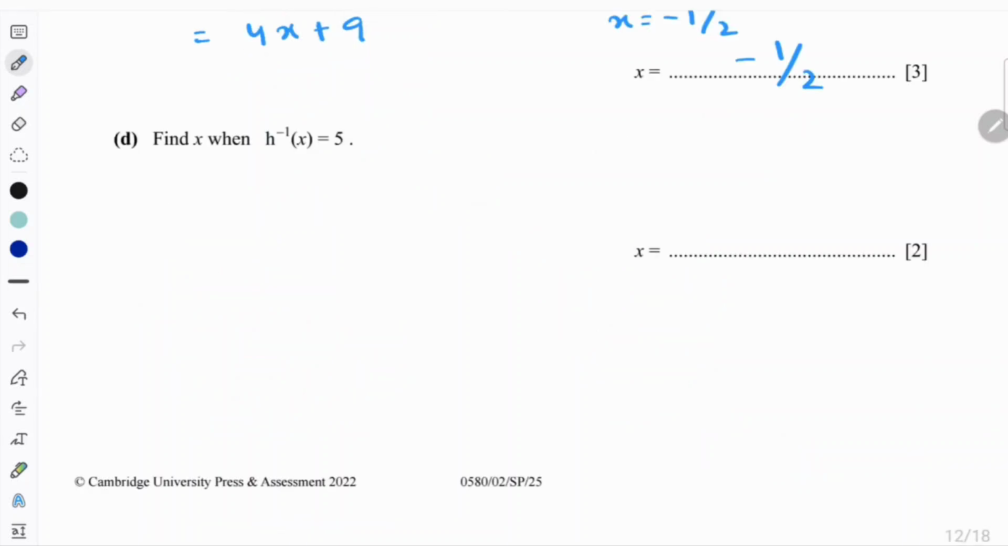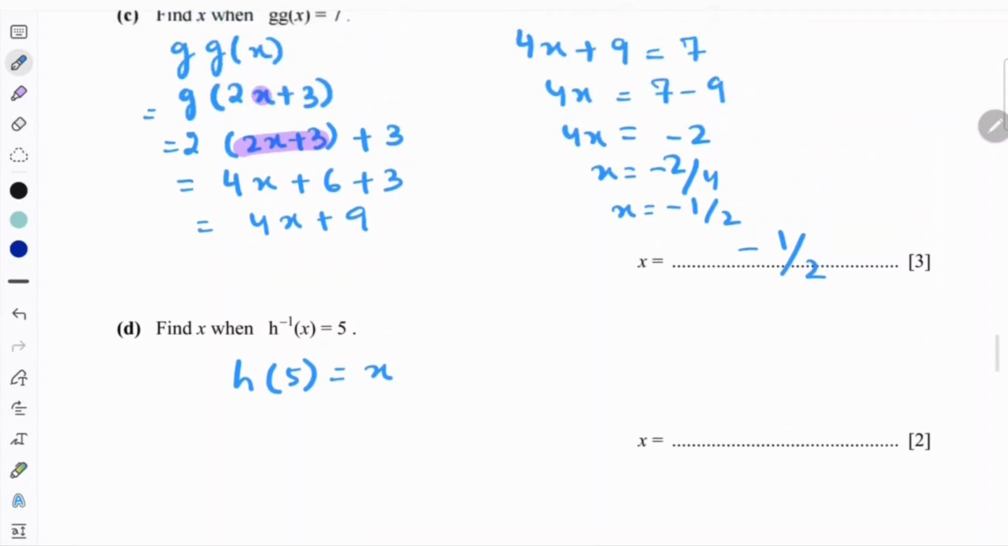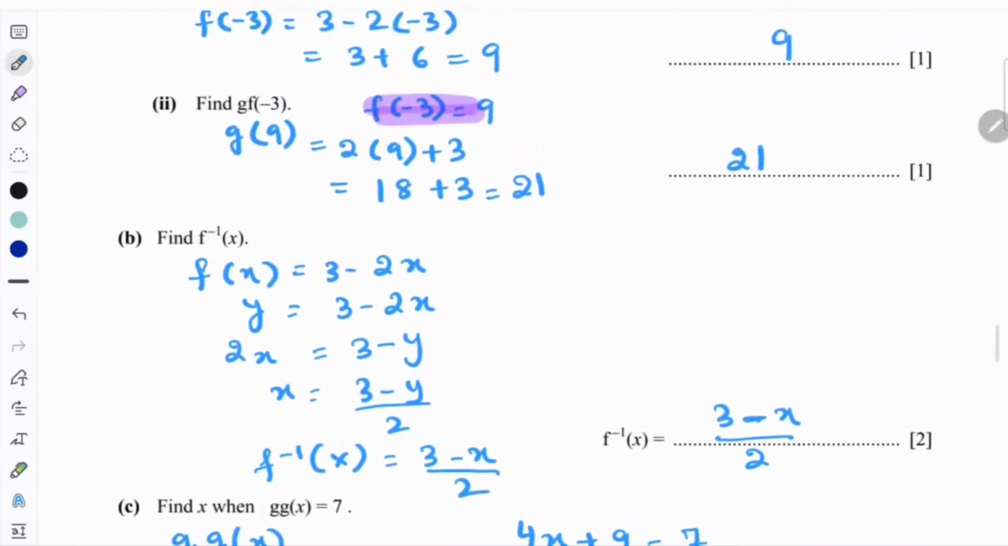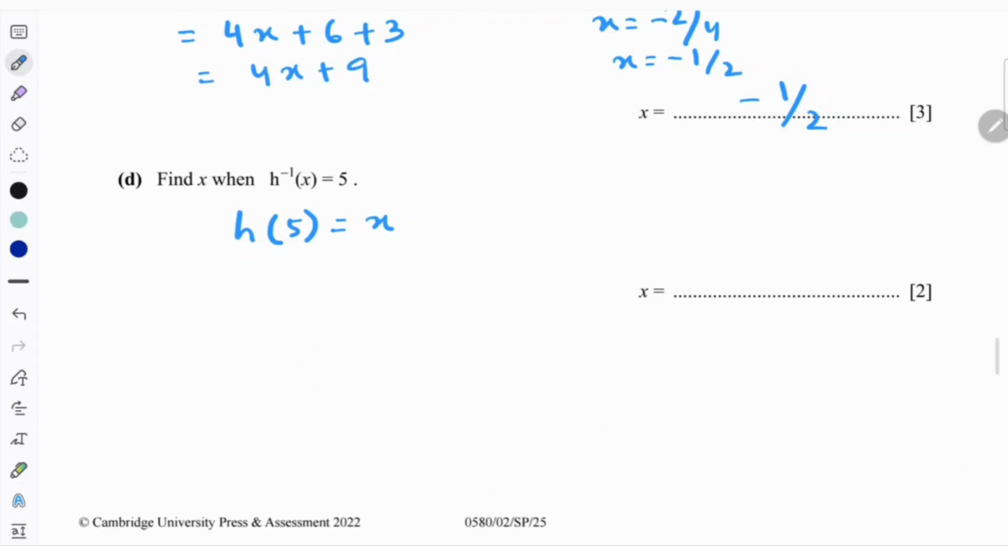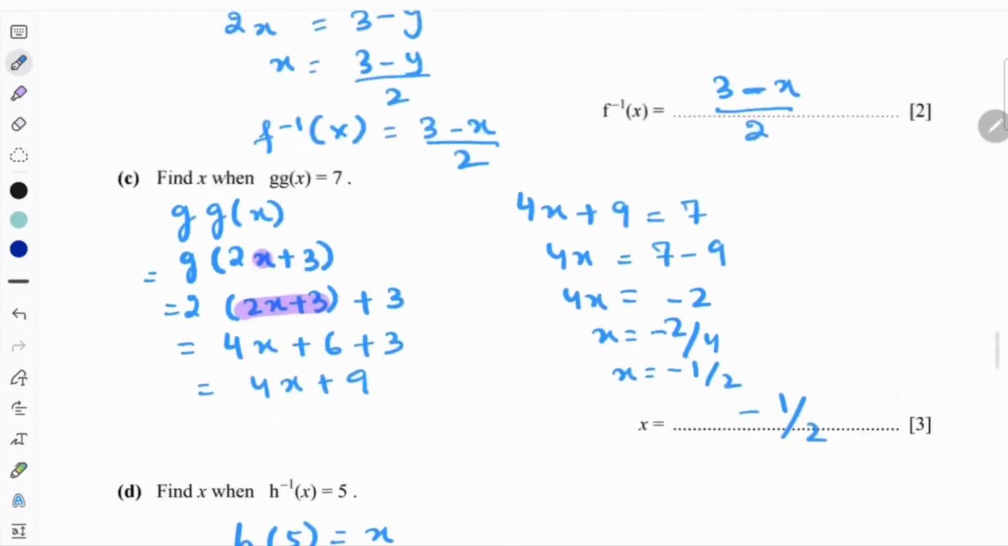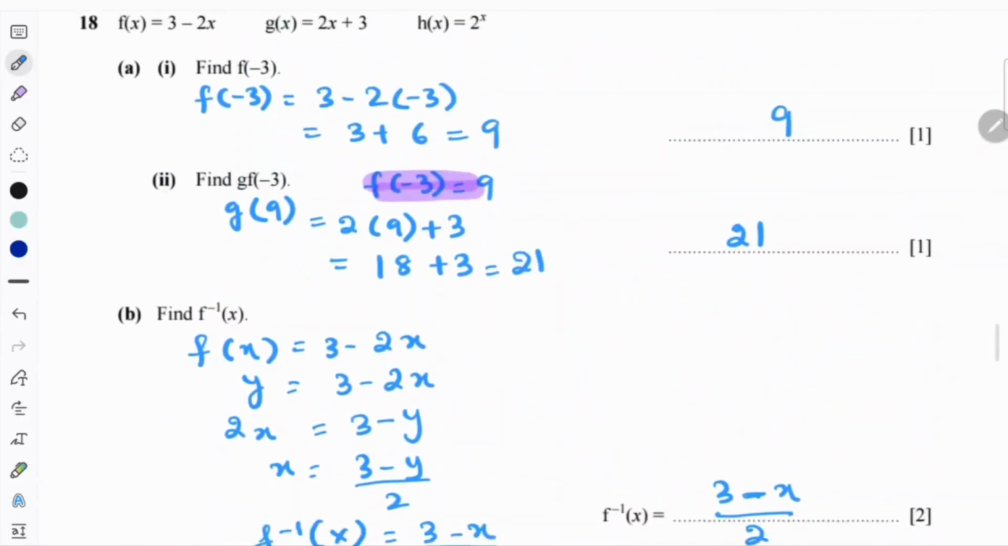Next part D, h inverse of x is equal to 5. So it means h of 5 is equal to x. We all know h of x is equal to 2 to the power x. So h of 5 is 2 to the power 5, which is equal to x. Then x will be equal to 32. So 32 is the answer for this part. So it completes the whole question for the function, question number 8.